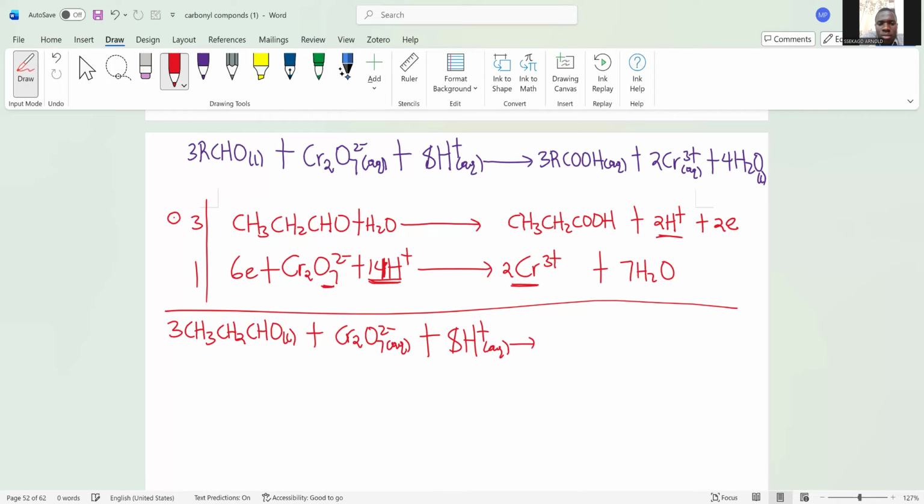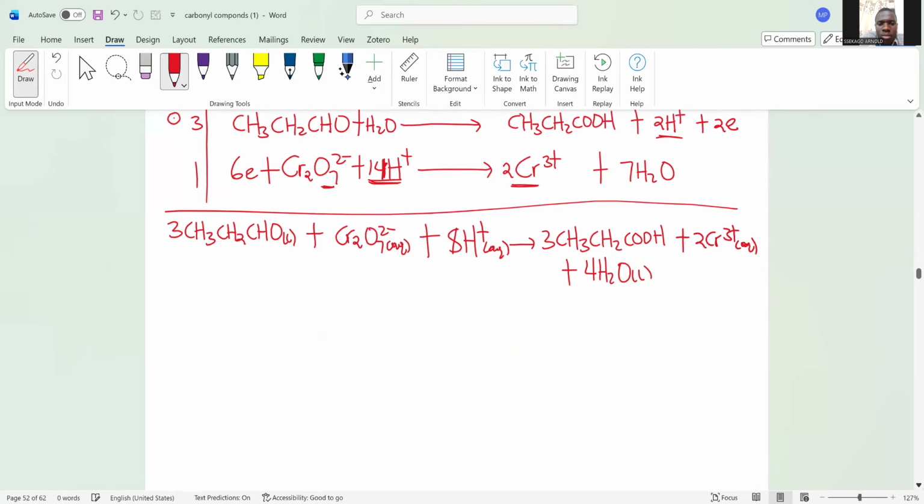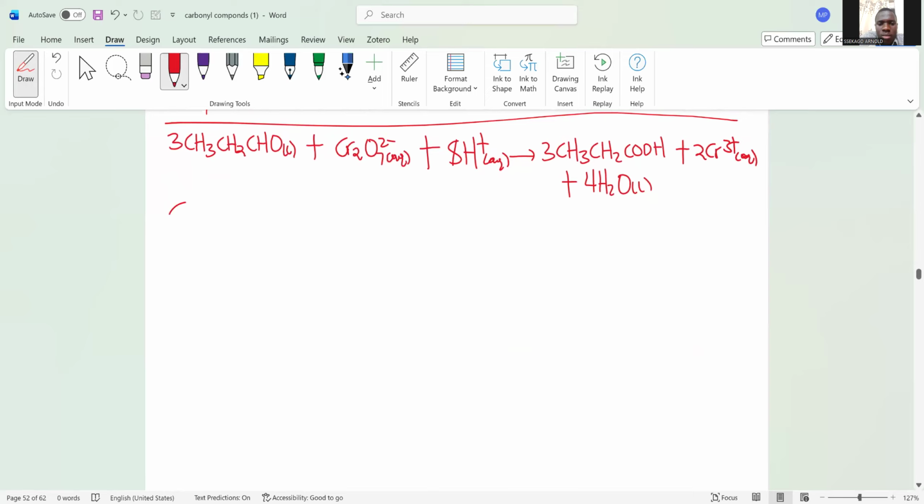giving us 3 propanoic acid, 2 chromium 3 ions, then plus 7H2O. So 7 minus 3, those are 4 H2O. I think this is enough. You can think about this. Now, think about this question. Formulate, don't only think about it. Kindly do this rigorous work.